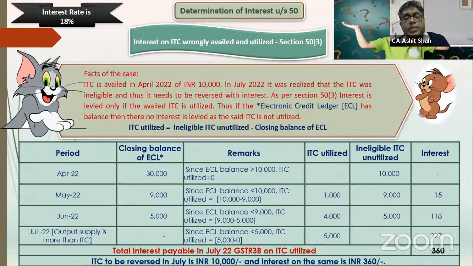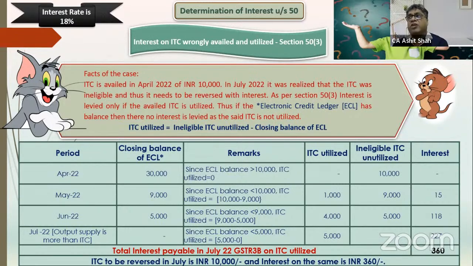Ashit Bhai, one more query. For interest calculation on ineligible ECL, balance to be adjusted as SGST against SGST, CGST against CGST, IGST against IGST, or is cross utilization allowed? For example, ineligible ITC is for IGST, but in ECL balance is available in SGST and CGST.